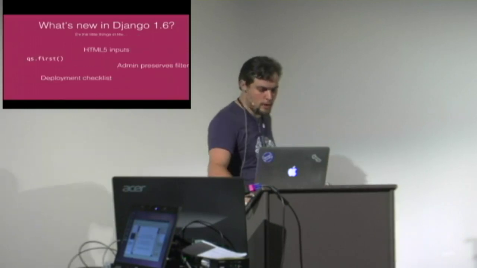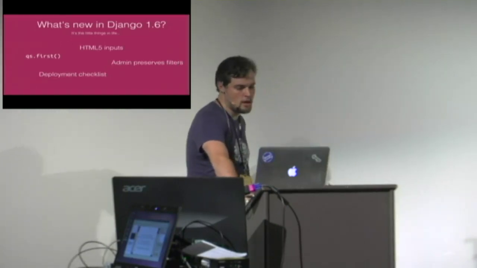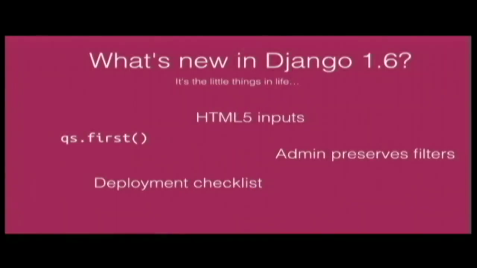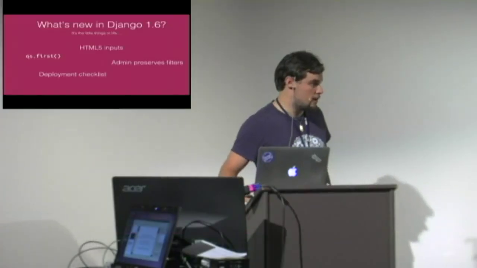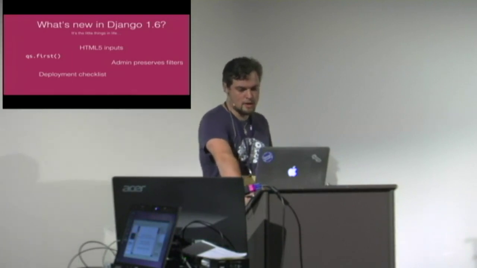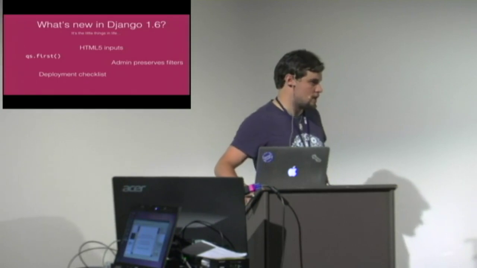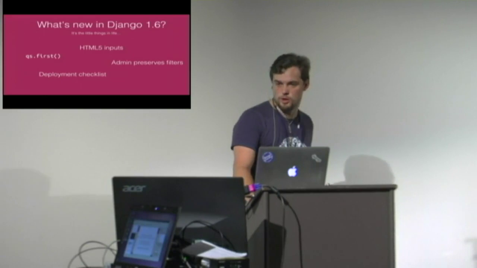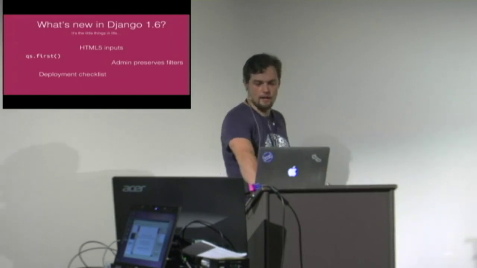Little things that happened, we added queryset.first and queryset.last, which do sensible things, as you would hope them to do. We used HTML5 input types, apart from for numbers, because HTML5 number input types make no sense. We added the deployment checklist to the documentation, which actually tells you all the things you ought to do when you're deploying your first Django site. And we made the admin preserve the filters on the change list page when you've gone in to edit something and come back, which is one of those things that makes all the people who use the Django admin very, very happy.